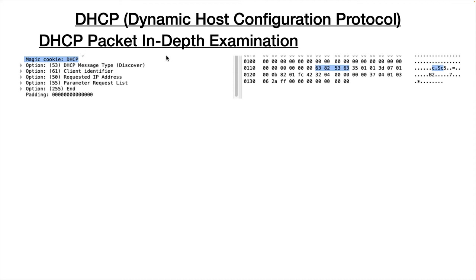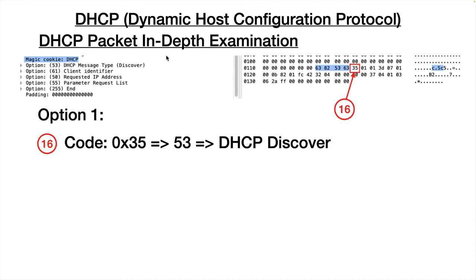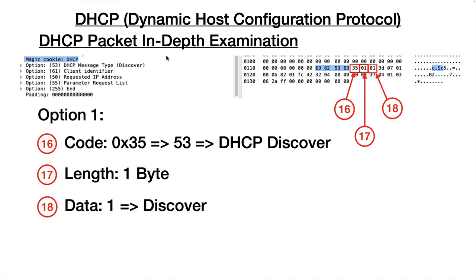And then I moved this down so it's a little easier to see. So now we're looking at the options after the magic cookie. So option 1 is 35 in hex. 35 in hex is 53 in decimal. And 53 means this is a DHCP message type. Its length is 1 byte. And the data is a 1, which means, again, it is a discover.